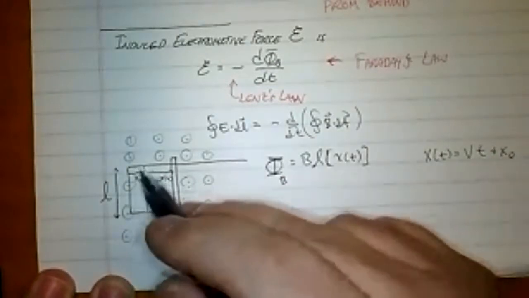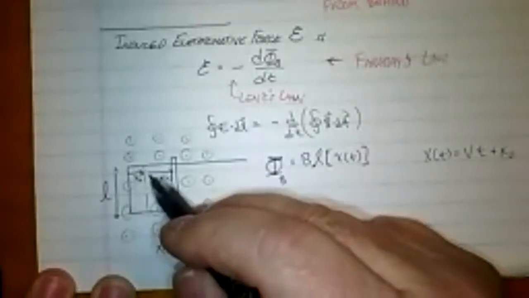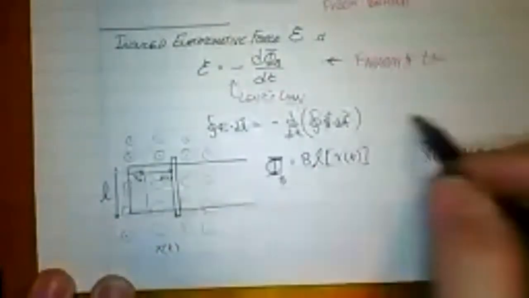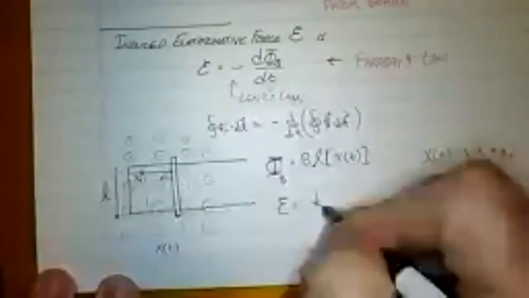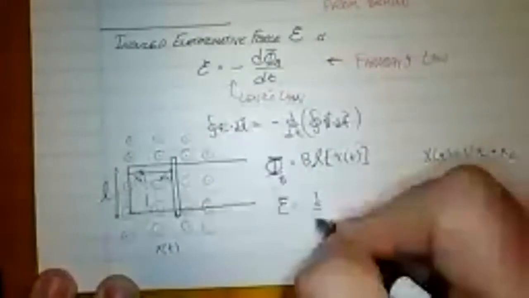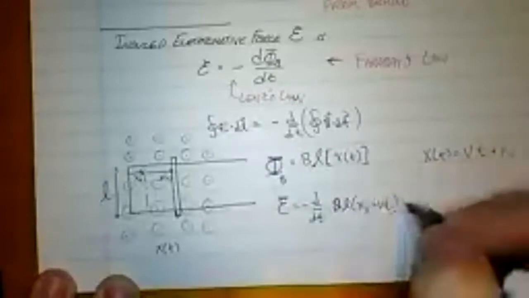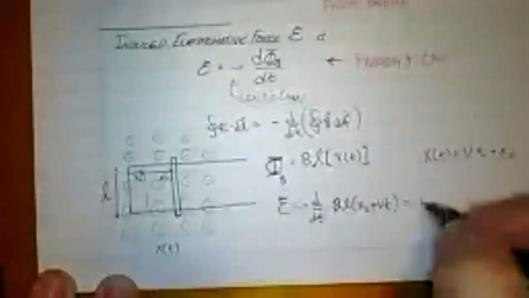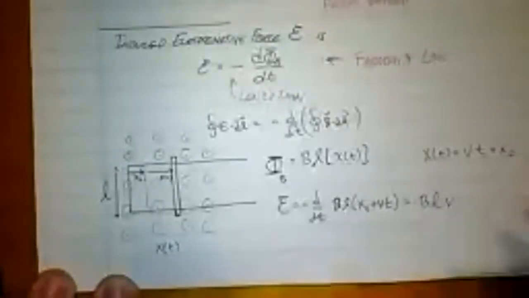Meaning it was right here initially. And then after some time T, it went additional distance V times T. And what you get now is V times L times X0 plus VT. And when you do that math, it comes out actually quite easy. It's B times L times V.